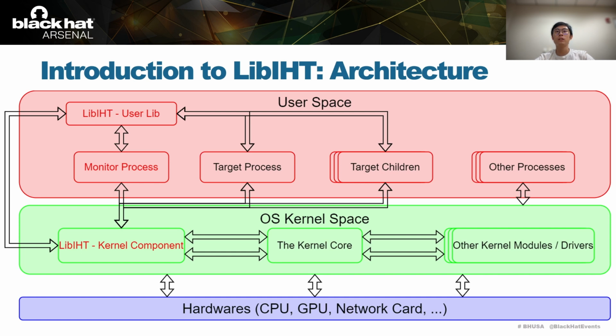So here's the introduction of LibIHT's architecture. Here you can see LibIHT is divided into two parts. The first one at the top is the LibIHT user library. It acts as a user component for communicating with user space processes. You can have a monitor process to monitor different target processes. The target processes can also trace themselves depending on the user's need. Currently, the user library is a wrapper for the I/O control API exposed by the kernel component. The user library then communicates with the kernel component for more detailed information about the hardware tracing results and the configuration of the hardware tracing.